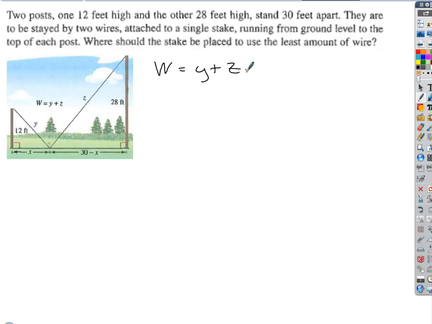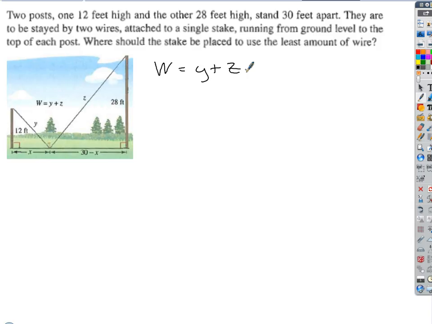Problem is we've got two independent variables there, and those aren't even really the variables that we want. What's the variable we control? X, where the stake goes. So we want to write this in terms of something that we can control, because we want to know where the stake should be placed.